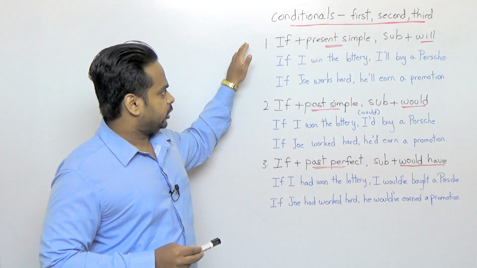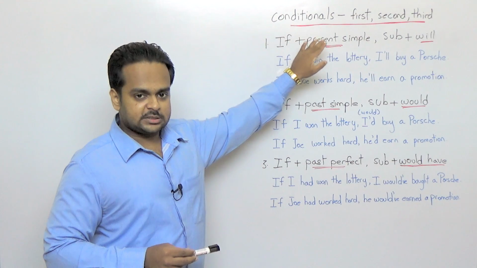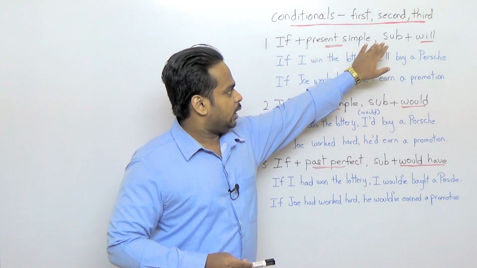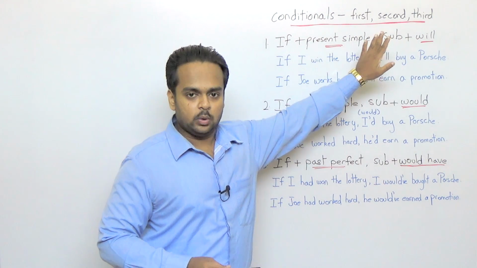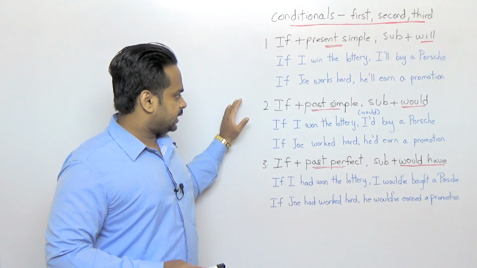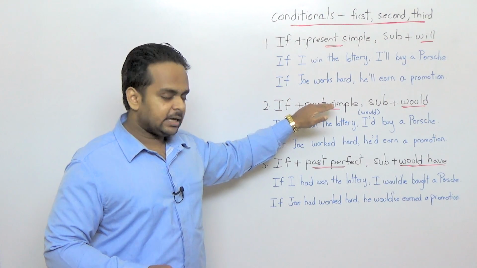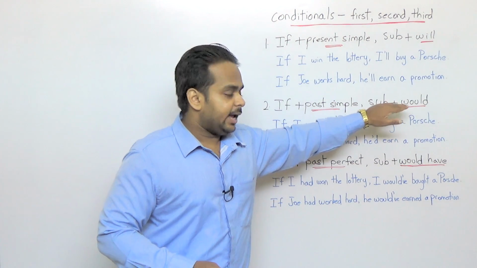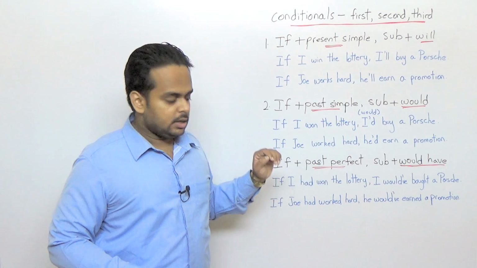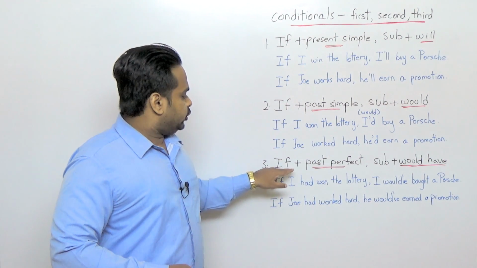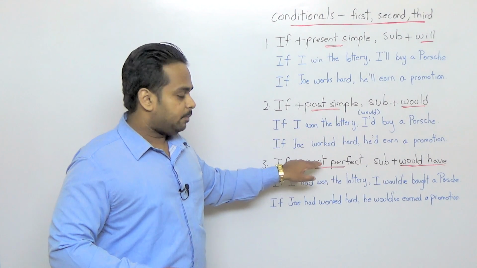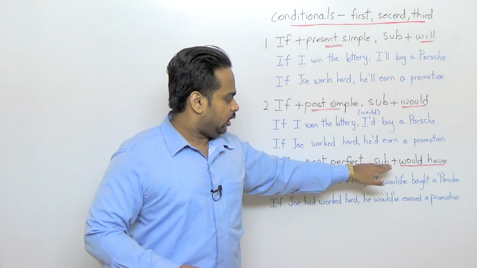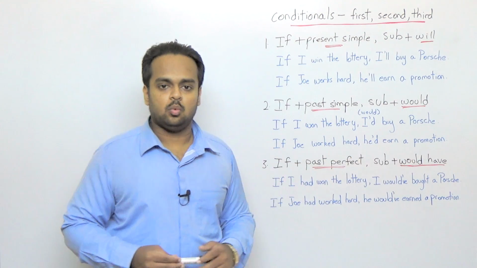You make the first conditional using if followed by a present simple sentence in the condition, and in the result you have the subject and then you add will to the subject. You make the second conditional with if and a past simple sentence in the condition, and you put the subject and would to make the result. In the third conditional, you put if followed by a past perfect sentence, that is a sentence with had, and you make the result with the subject and would have.